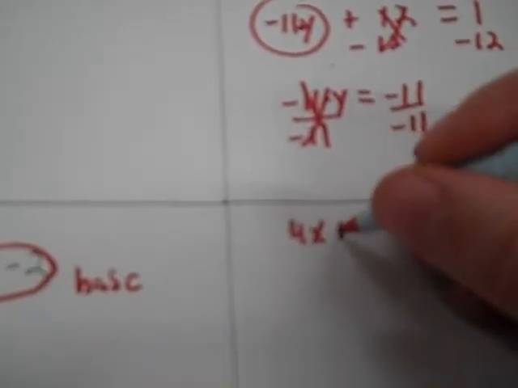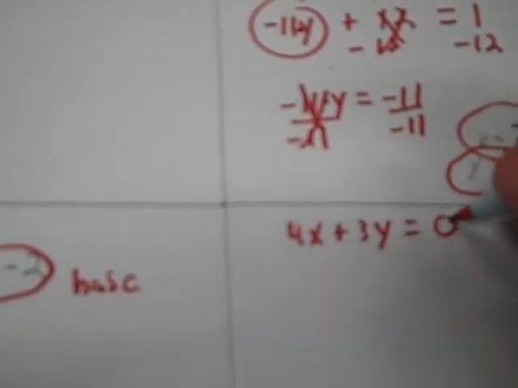Okay, 4 times x plus 3 times y equals 0. And then y equals negative 2 times x plus negative 2. All right, so here's my variable all by itself. So I box it and I circle the other side because this is my base. Okay, I write the other equation. 4x plus 3y equals 0. Okay, y is in the box by itself.